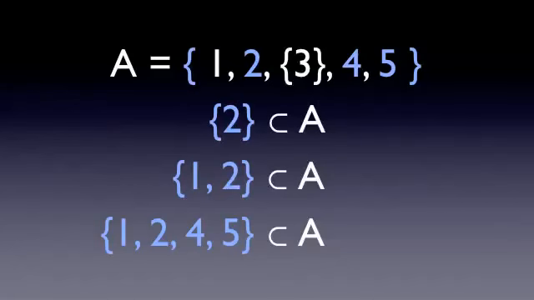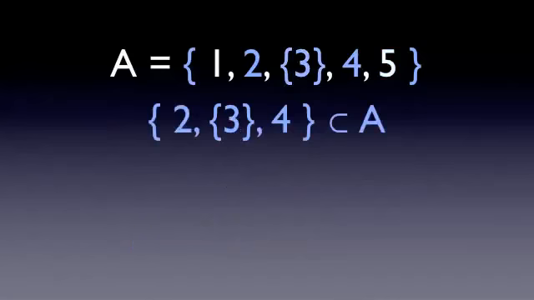We can also define this subset. In this case, we have a subset of set A that contains 2, 4, and the set that contains 3. Notice that we are still treating the set that contains 3 as just another element.